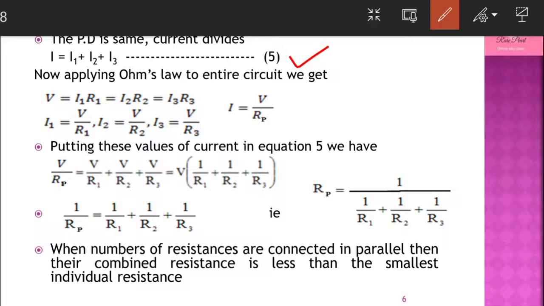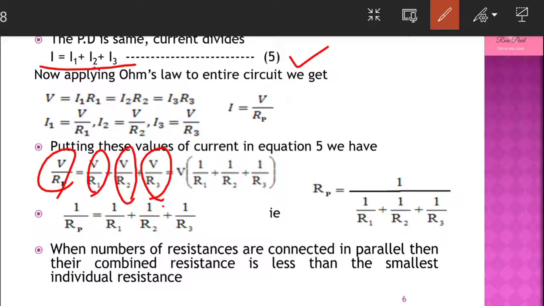So we are going to substitute that in this equation. Therefore I is equal to V by Rp, and I1 is equal to V by R1, and I2 is equal to V by R2, and I3 is equal to V by R3. Fine.